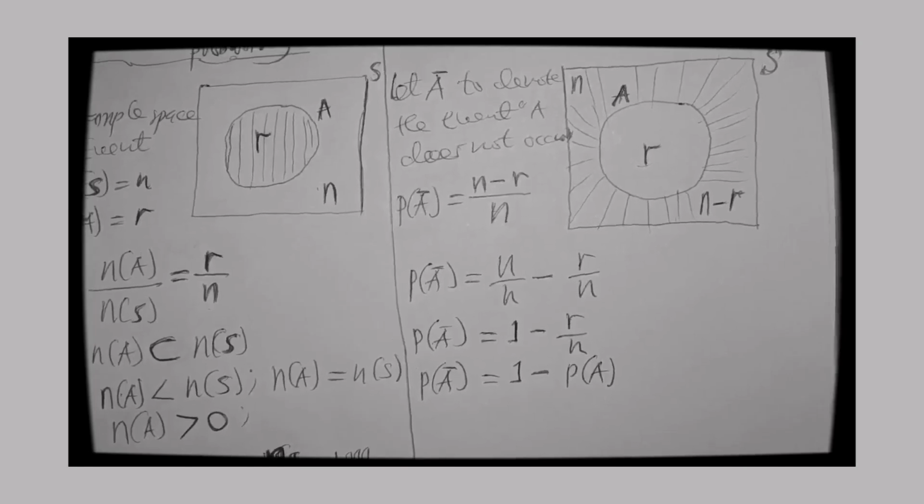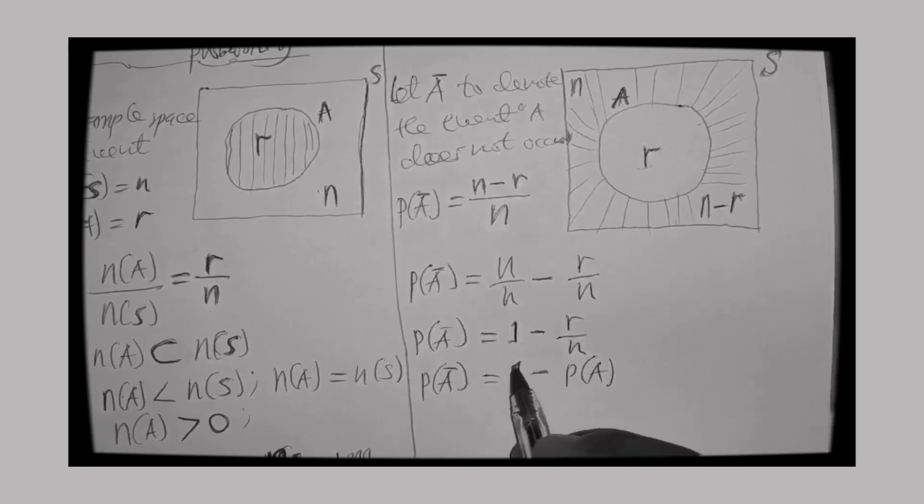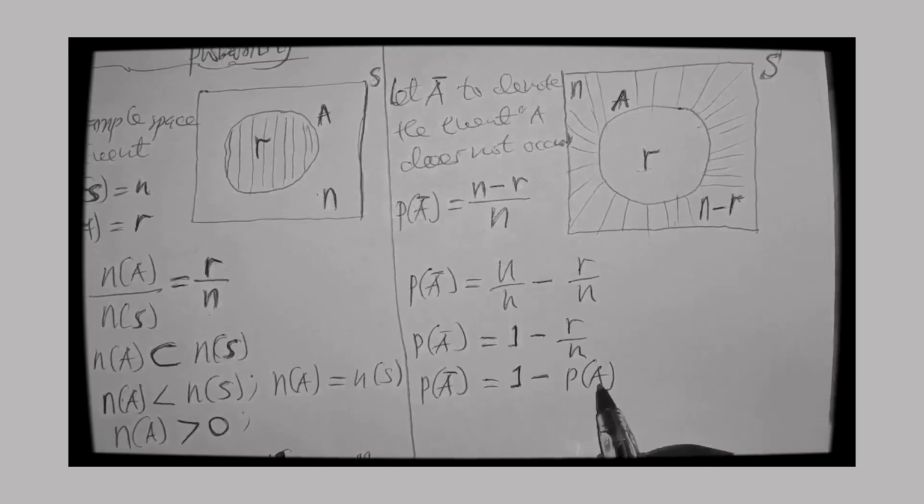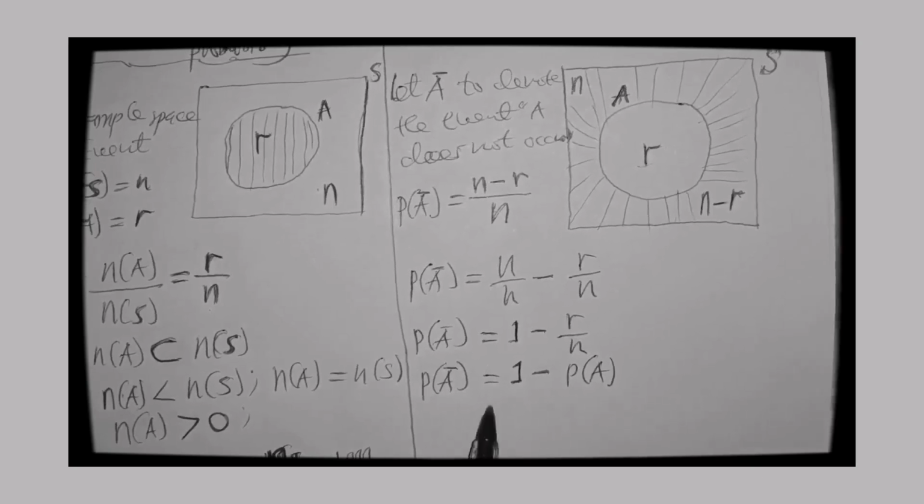Anytime you are given the probability that an event will occur and you're asked to find the probability that the same event won't occur, it is 1 minus the probability that the event will occur. That is the whole issue about complementary events. The probability that an event won't occur is 1 minus the probability that the event will occur, and this is how we derive this formula.